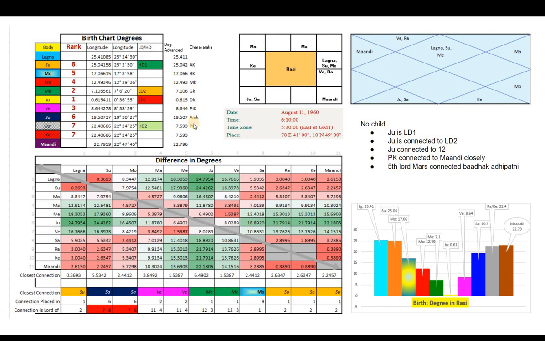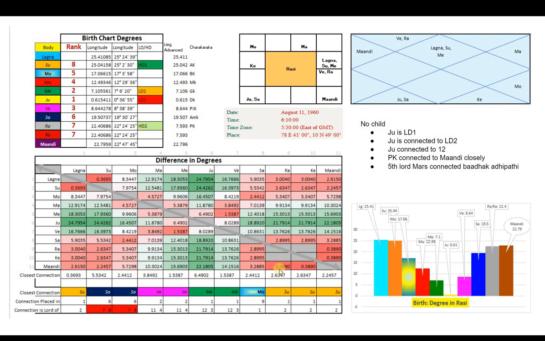Putra Karaka, if you see, is Rahu, and Putra Karaka is connected to Mandi closely. It is 0.38 degrees. So that way, Rahu, the Putra Karaka, is jammed with Mandi in connection. Of course, I put the connection as Surya here because all these Rahu, Ketu, Mandi I don't consider for closest connection as per GK. I was not considering it.